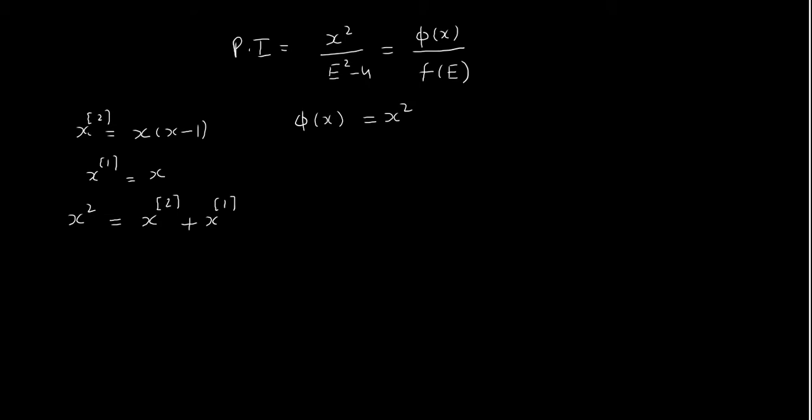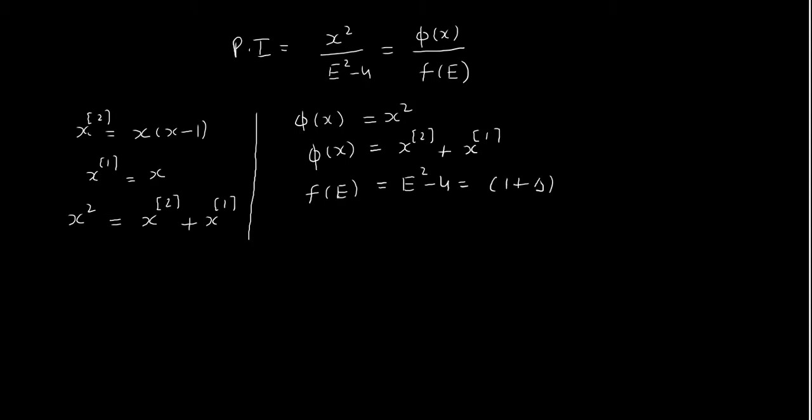So phi x can be written, here we write phi x in factorial notation, then phi x becomes x^(2) plus x^(1). Now we express f of E in terms of a forward difference operator. So this one is E square minus 4. Just we put the value of E in terms of a forward difference operator. What is the value of E? Equal to 1 plus delta. So this becomes (1 plus delta) whole square minus 4.